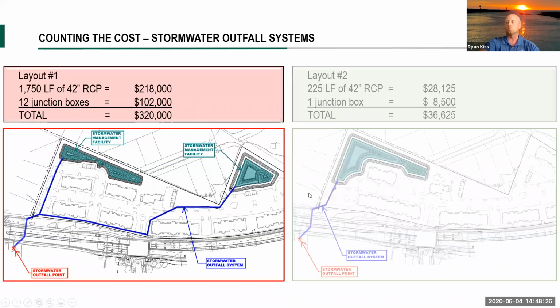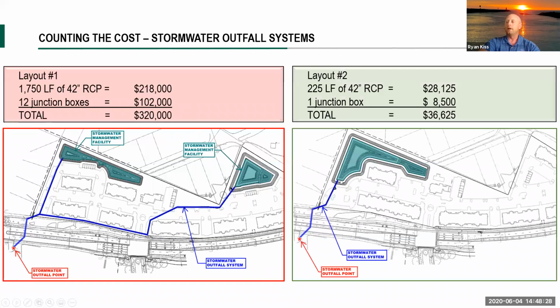But now on the flip side, when we look at the other layout and the other outfall system, this is what we came up with. Although it still had to be a 42-inch pipe based on the design and running the stormwater models, we now only had 225 linear feet of storm pipe. We only had one turn, and then we were straight to our connection point. So one junction box here at $8,500, and the cost of the outfall system now was $36,000 instead of $320,000.